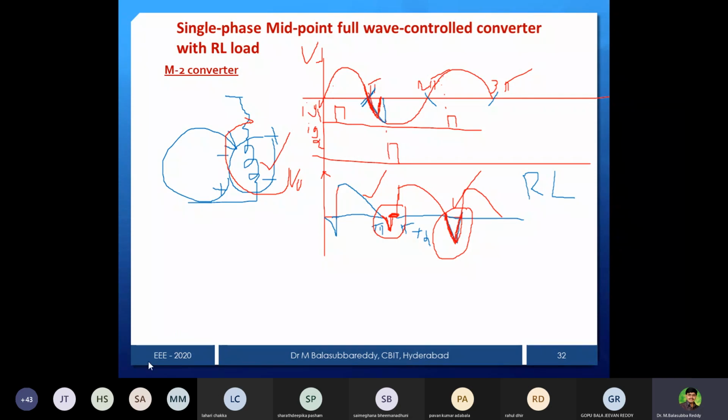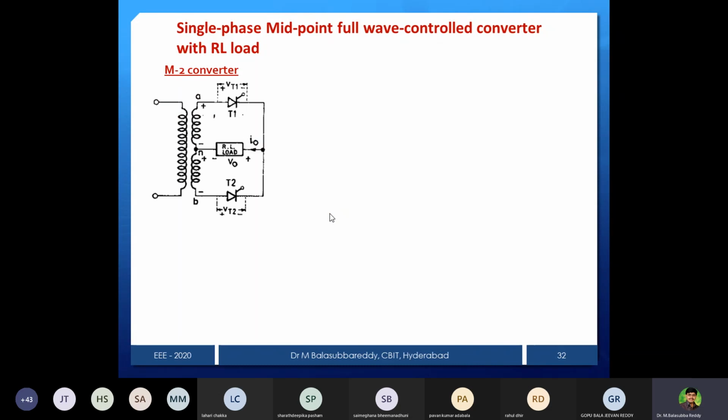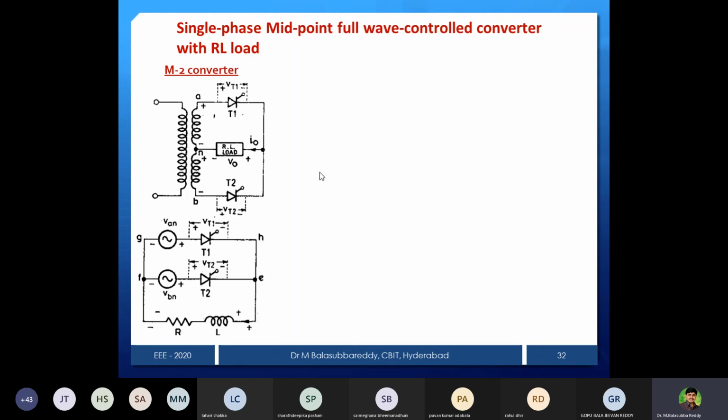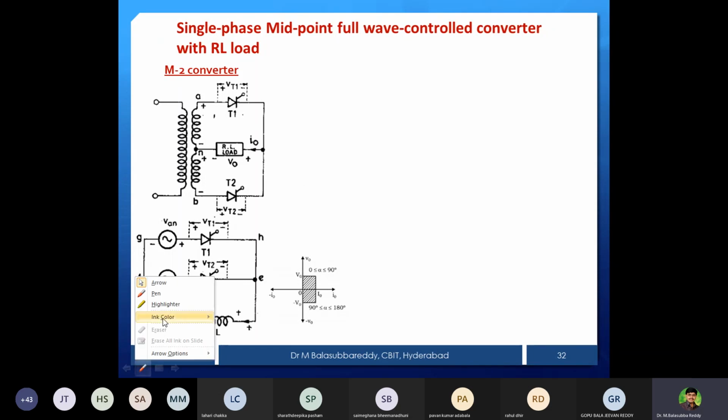So I will show the waveforms, just for understanding purposes. Now we can see, as usual, the only thing is the load is an RL load instead of R alone. Now we can see these waveforms. It will be a two-quadrant converter, operating in the first quadrant, and it also operates in the fourth quadrant. I will explain why we get the fourth quadrant.